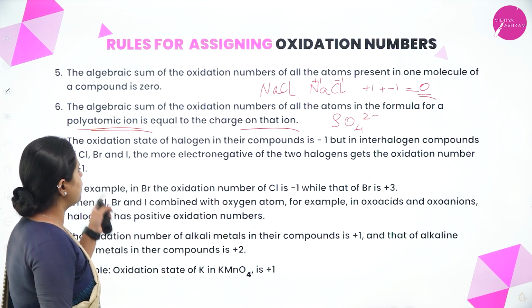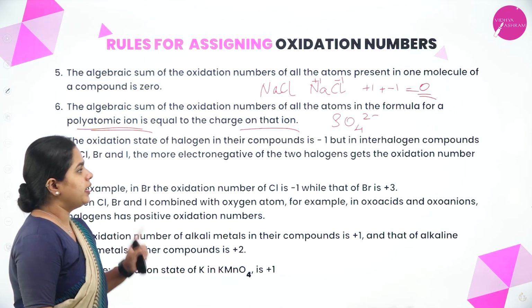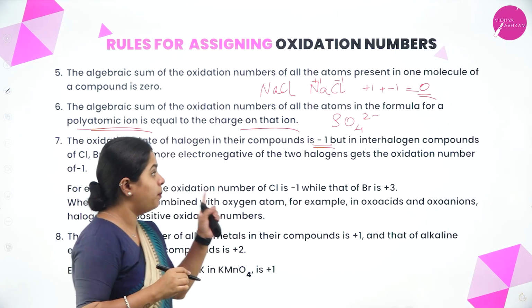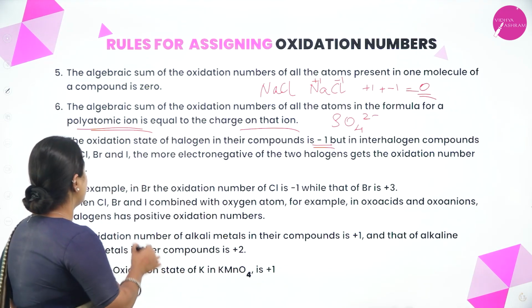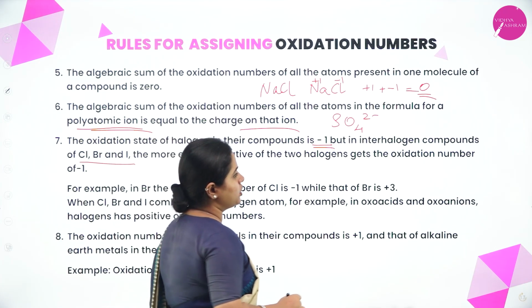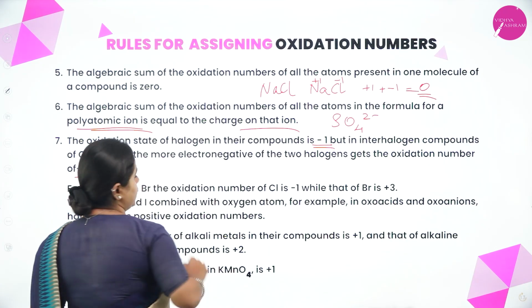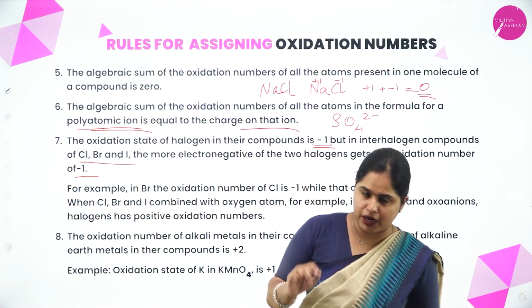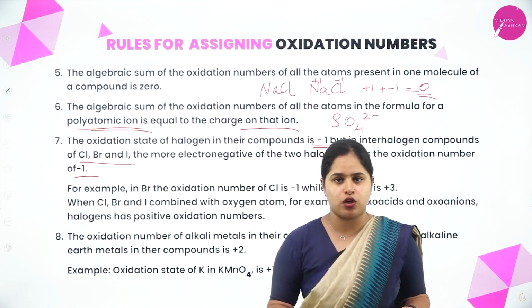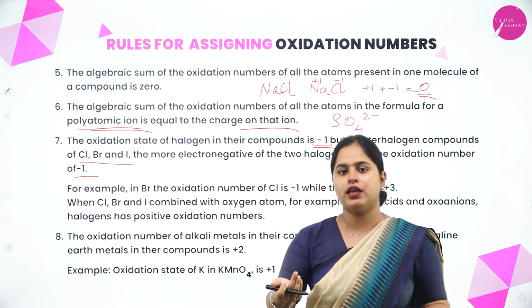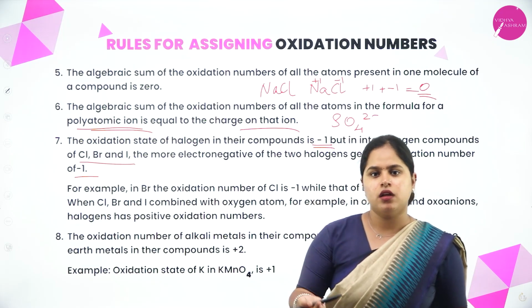Now moving on to the next one: the oxidation state of halogens in their compounds is -1. But in interhalogen compounds of chlorine, bromine and iodine, the more electronegative of the two halogens gets the oxidation number -1. So generally, if you find halogens, the oxidation number will be -1. If it is an interhalogen compound, that means both the elements are halogens, then the more electronegative one out of the two will get the -1.